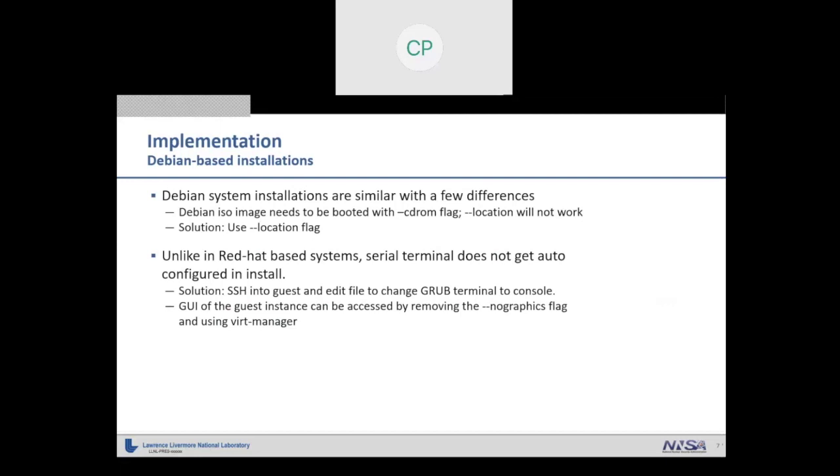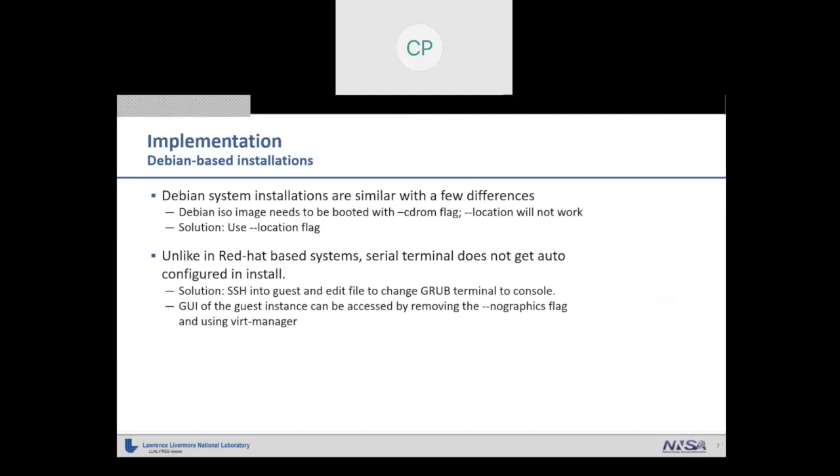The problem with using this is that it will not allow for extra arguments, which becomes a problem when trying to use pre-configuration files. And the way around this is to still use the location flag, but instead of giving it the path to an ISO image, we just give it the URL address of a network boot mirror.